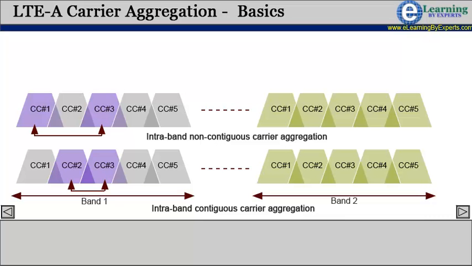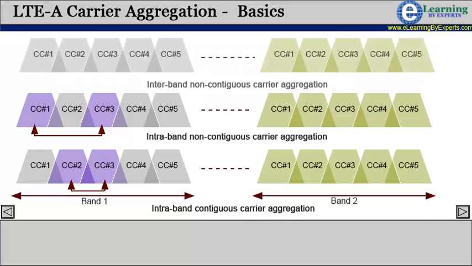3. Interband non-contiguous carrier aggregation. In this, 2 or more CCs from different frequency bands may be allocated to LTE-A. This scenario is the most attractive to operators, since it allows combining CCs distributed across different bands.